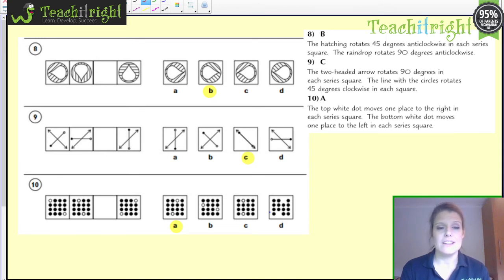And number 10, this was A. The top white dot is moving one place along. So if you look, it starts in the top left corner, then it moves to the one next to it. So then it needs to be in the 3rd place along. The bottom white dot is moving one place to the left in each series square. So they're just alternating places.